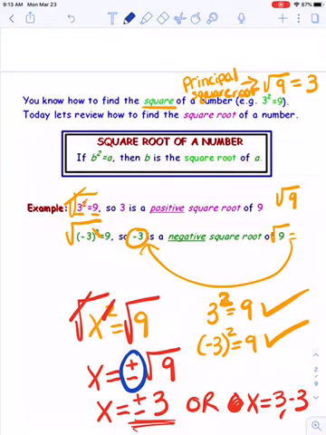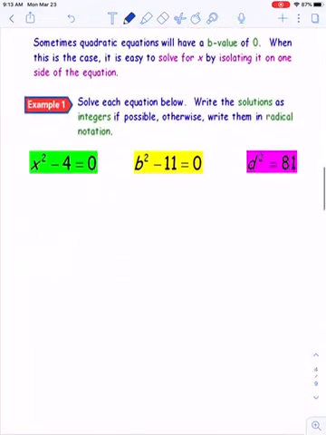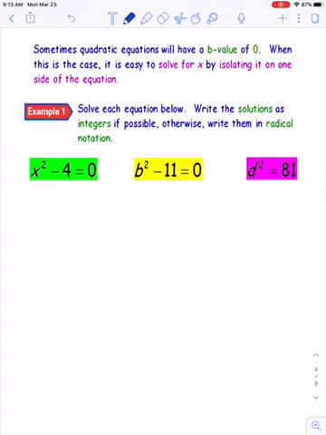So let's just jump into some examples. That'll maybe make some of this a little bit more clear. This is called the square root method, or the no b-value method, when the b-value is 0. Then it's easy to solve for x by isolating it to one side of the equation.